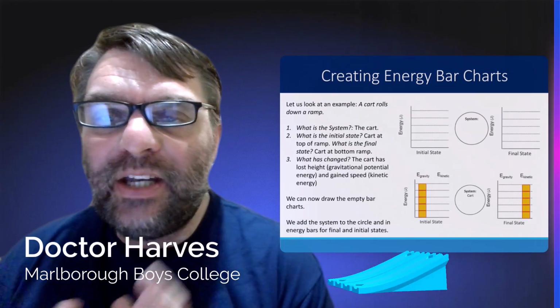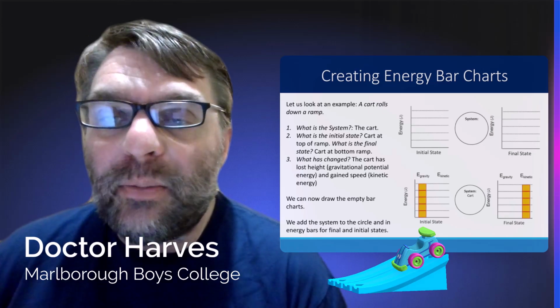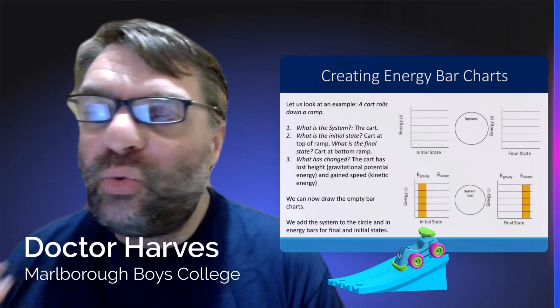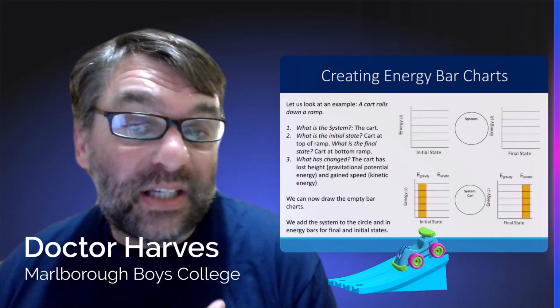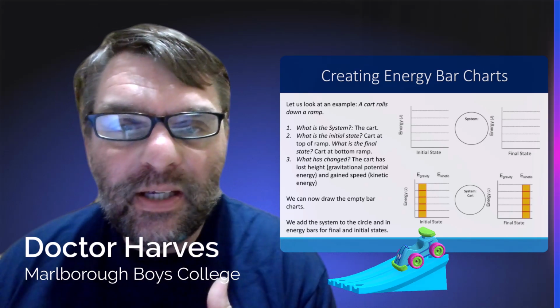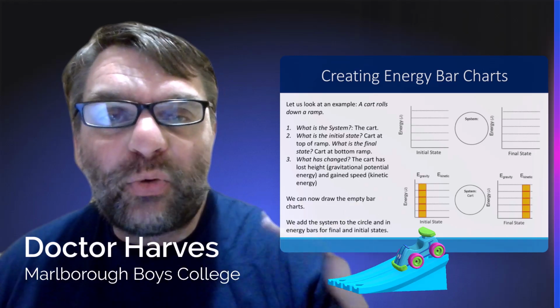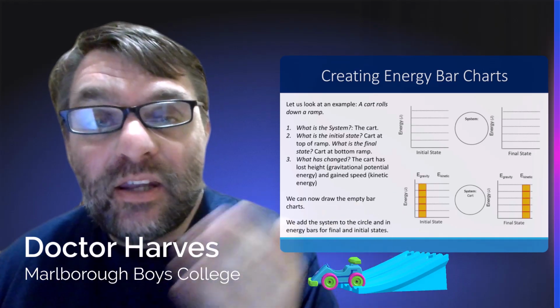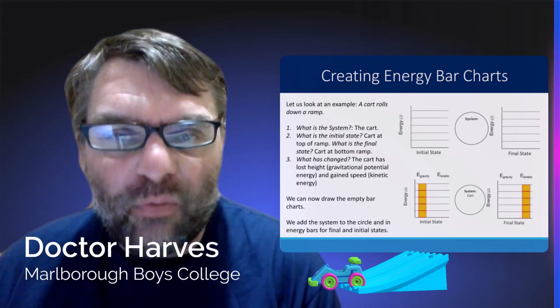So in terms of creating energy bar charts, let's look at the example we already looked at in the previous lesson, a cart rolling down a ramp. So the first question we're going to ask is, well, what is the system? Okay, well, the system is that cart. The initial state, the cart is going to be on top of the ramp, and then at the end, the final state, when you take that snapshot, the cart's going to be at the bottom of the ramp.